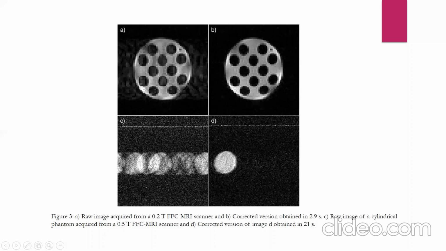Here the C image is a raw image of a cylindrical phantom acquired from a 0.5 Tesla FFC-MRI scanner. After we apply our algorithm to this image, we get the image shown in the D figure. Here we can also see the ghosting in the horizontal direction is removed and we get a better quality image. The corrected version of the D image is obtained in 21 seconds and the corrected version of the B image is obtained in 2.9 seconds.